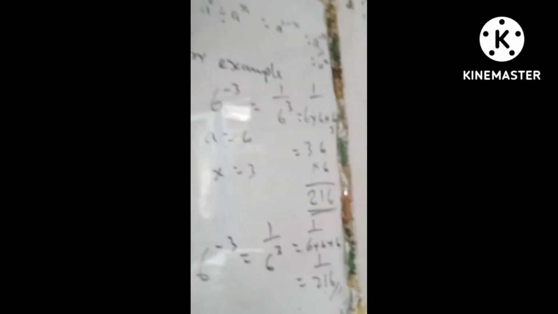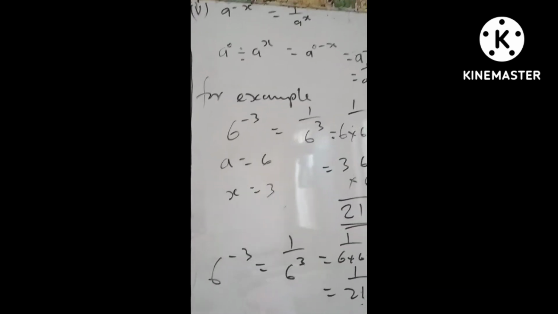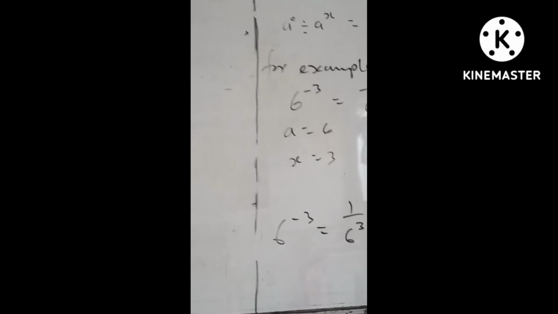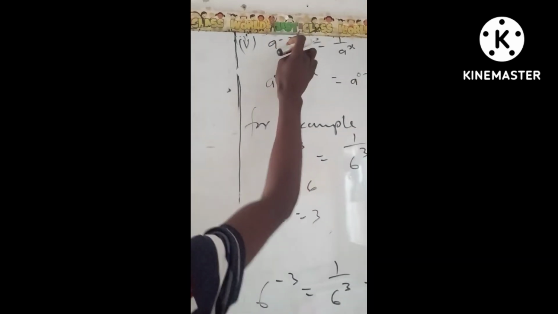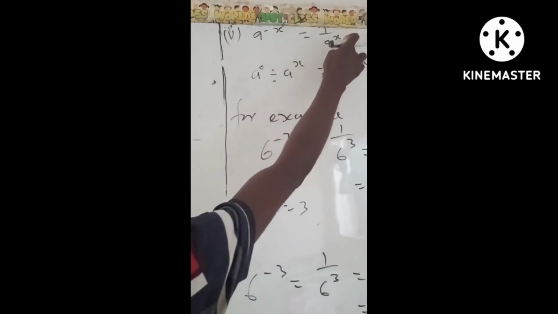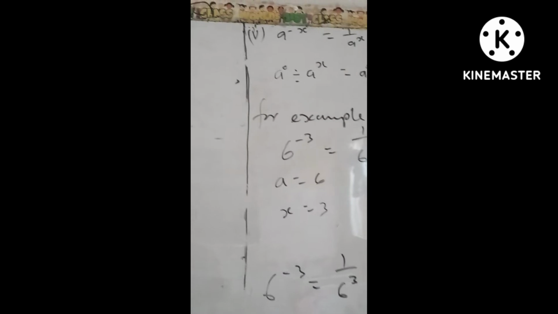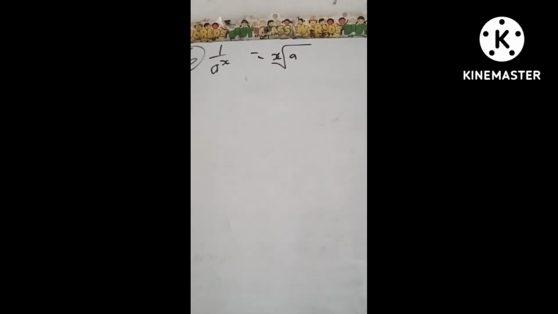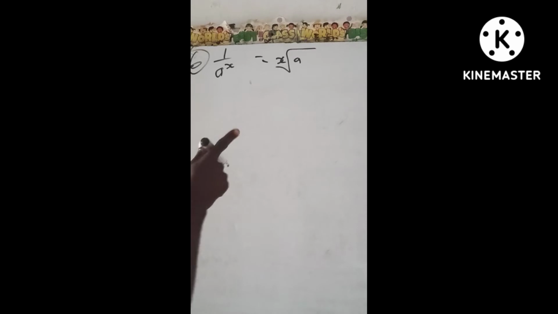Now let's consider the sixth law of indices. The sixth law of indices can be written as a continuation. The sixth law of indices says a to the power minus x equals 1 over a to the power x. So we continue from there. If we have 1 over a to the power of x, it can be written as x root of a. And that is the sixth law.